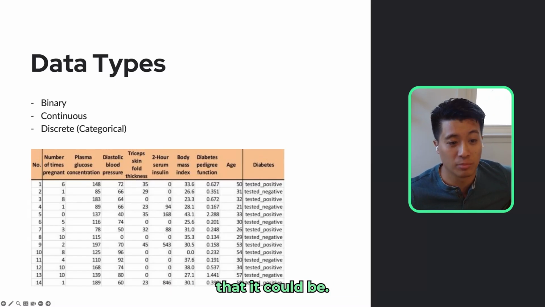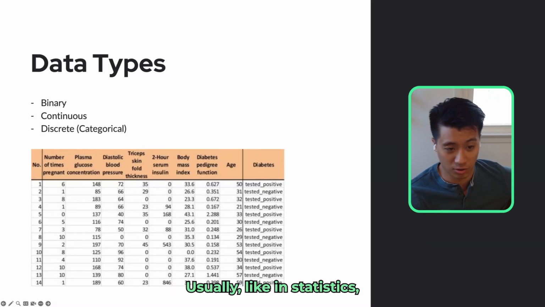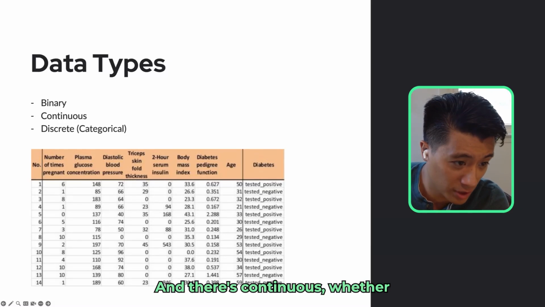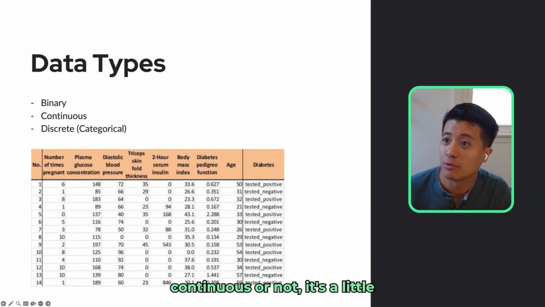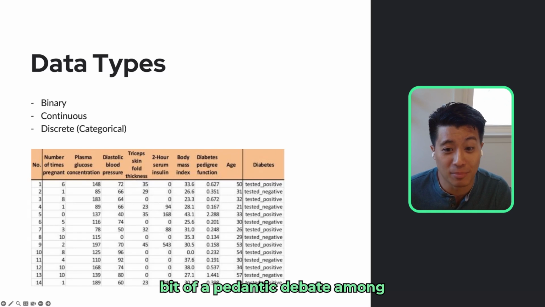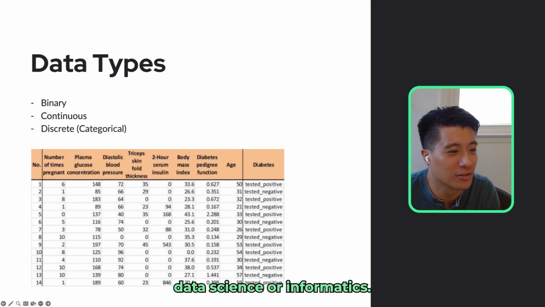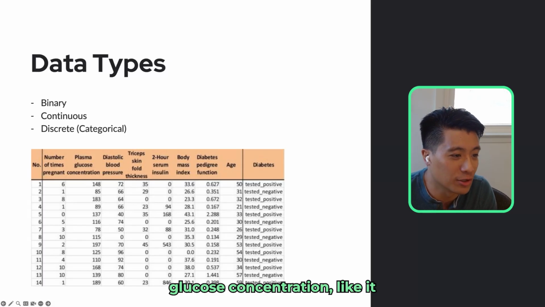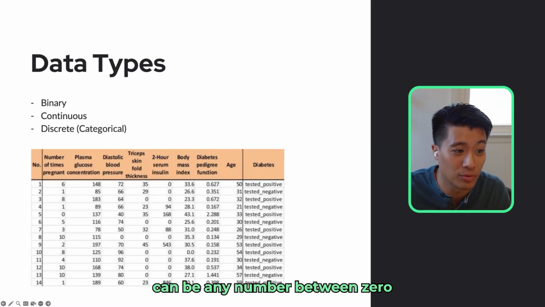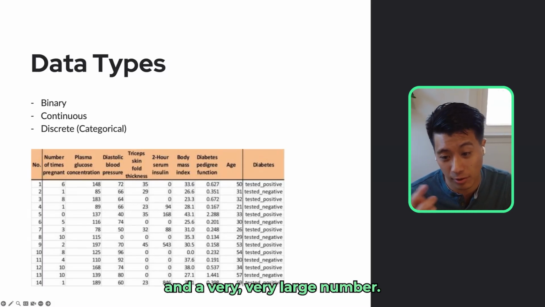There's only 2 ways that it could be. Usually, like in statistics, you would code this as a 1 or a 0. And then there's continuous. Whether or not some things are actually continuous or not, it's a little bit of a pedantic debate among data science or informatics, but something like the plasma glucose concentration, it can be any number between 0 and a very, very large number.